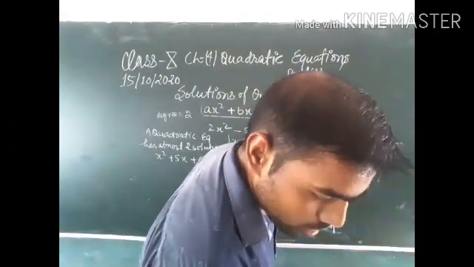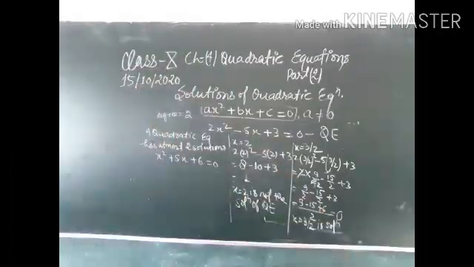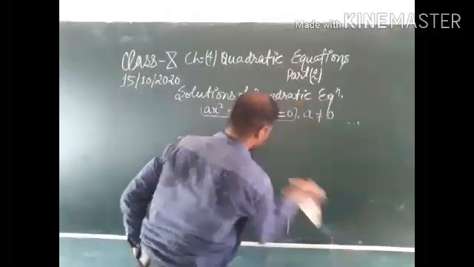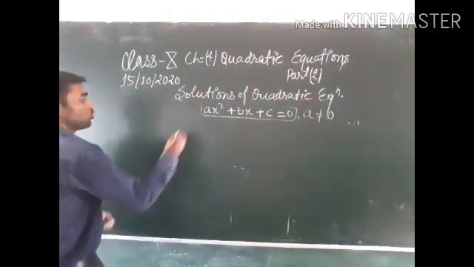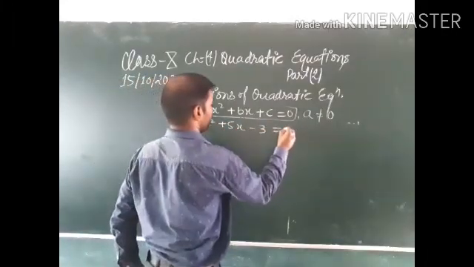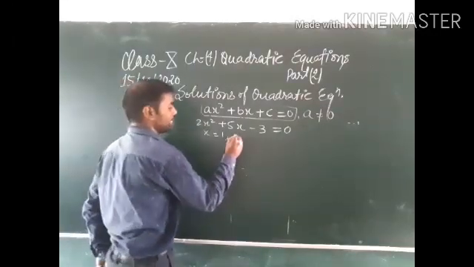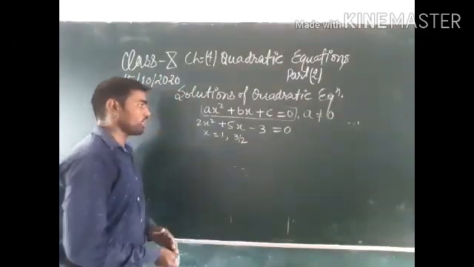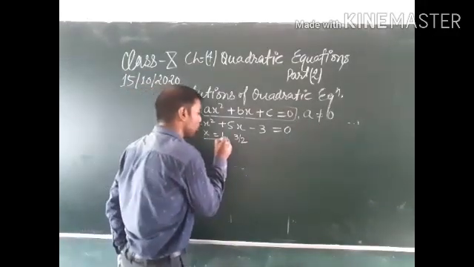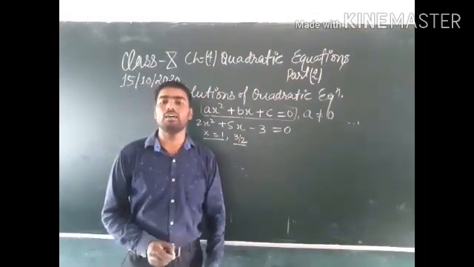An example is 2x² + 5x − 3 = 0. Here x = 1/2 and x = −3 are the solutions of the given quadratic equation. We find these values by splitting the middle term.